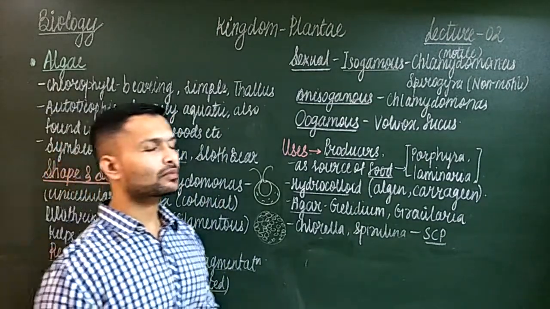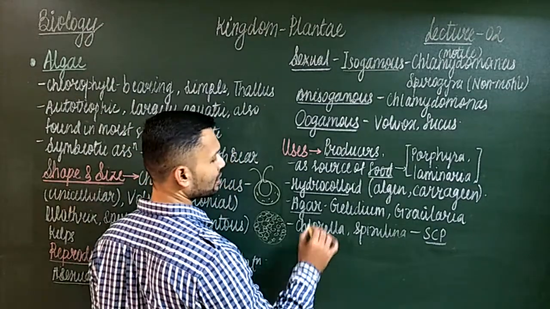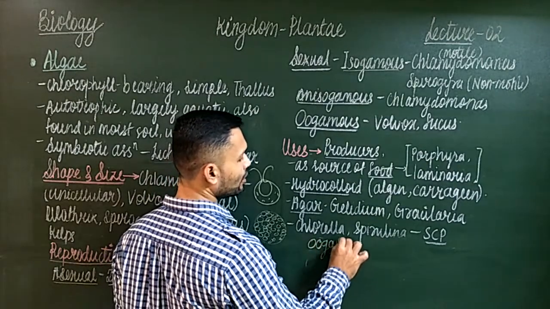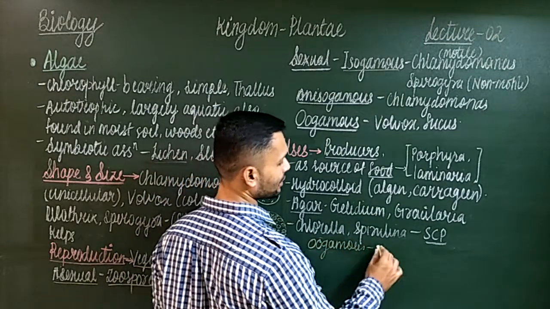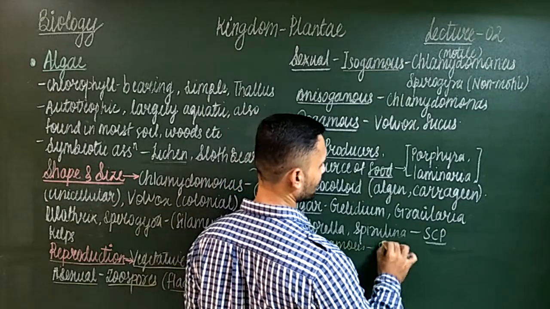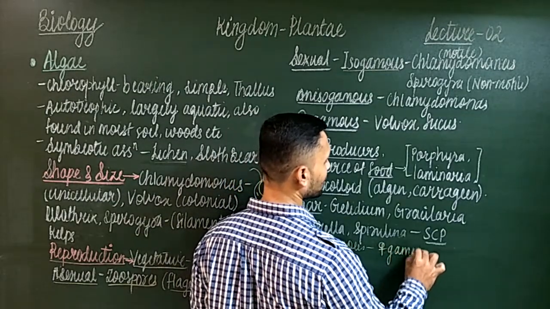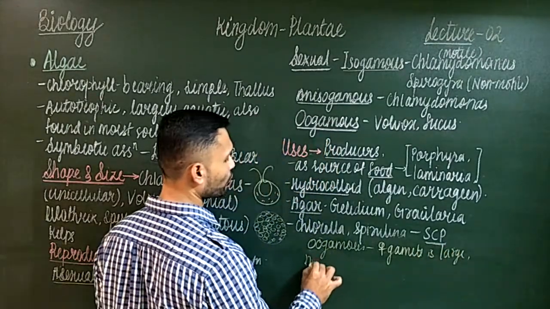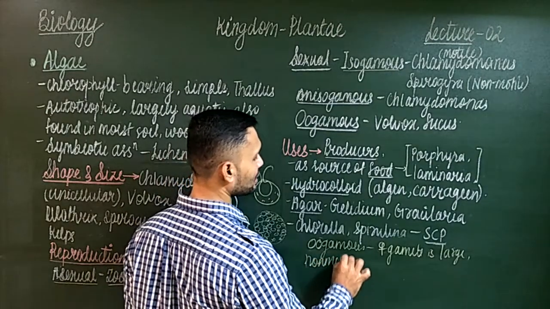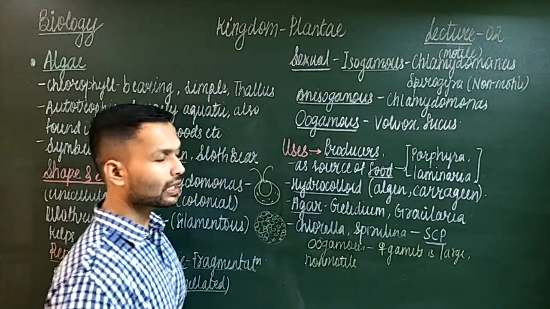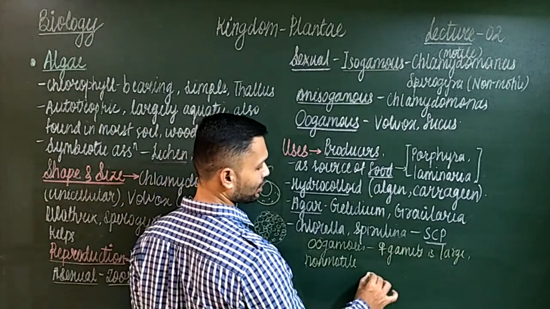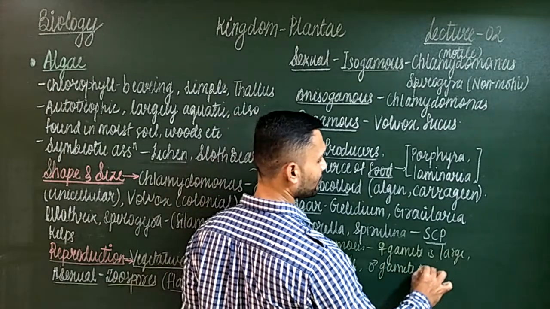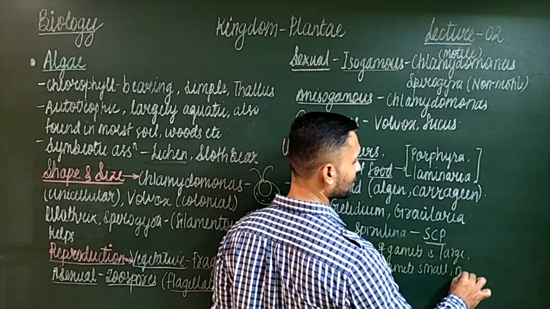But in the case of oogamous, this is an exclusive condition. Here we must understand three main points. When we say oogamous, it means compulsorily the female gamete is large, plus it's non-motile. Female gamete is large and non-motile. Second, the male gamete is always motile and small. Male gamete will always be small and motile.